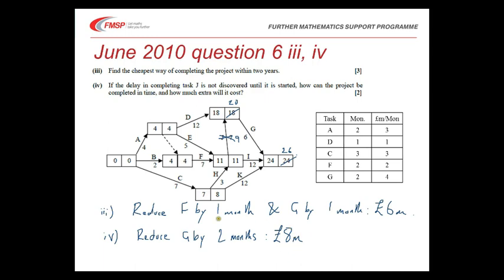In this question here there are 3 marks for part 3, 1 for identifying that you're reducing F by a month, 1 for G by a month and 1 for saying it's 6 million, and then finally a method mark and an answer mark for the final one here, method mark for identifying it's reducing G, and then finally an accuracy mark for that answer there.